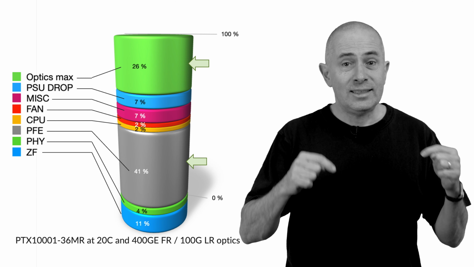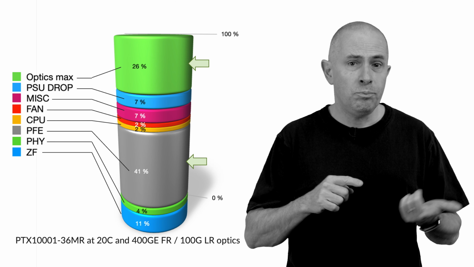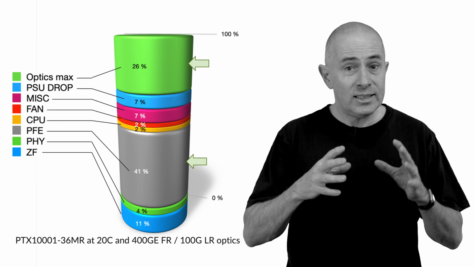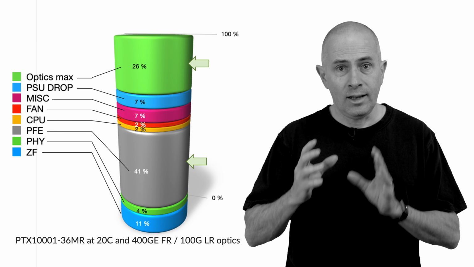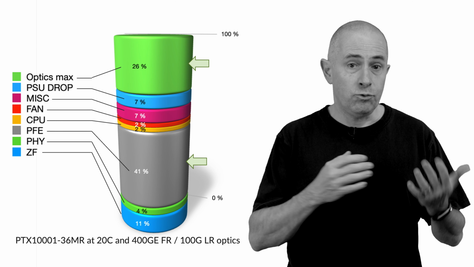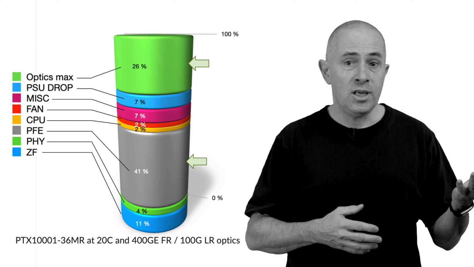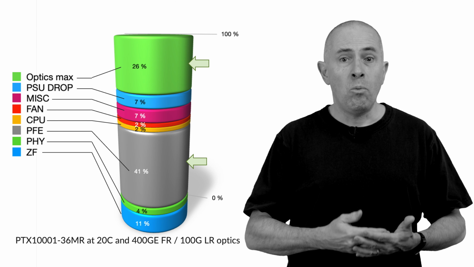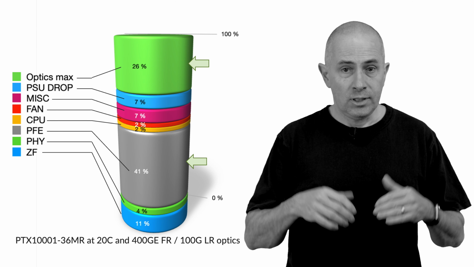We noticed that at 20C, the top 2 power consumers are the PFEs and the optics. And in this case, the optics are just FR and LR, not even ZR, ZR+. You can easily imagine that in the future generation, 800 GigE or 1.6T with high power optics, that will require more energy than any other component in your box.